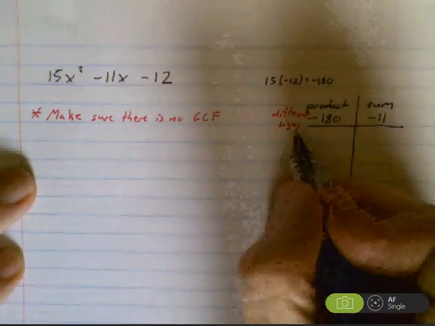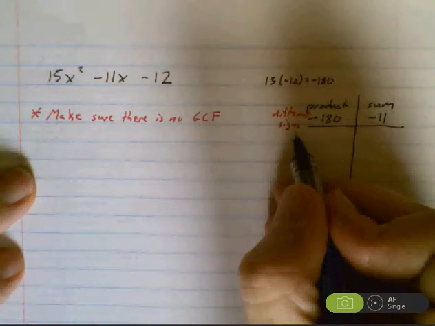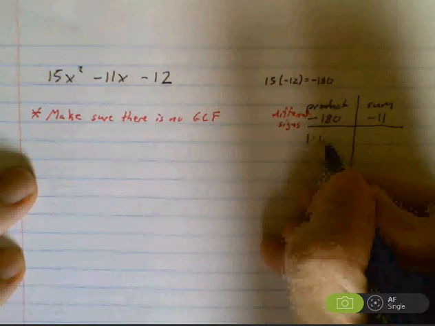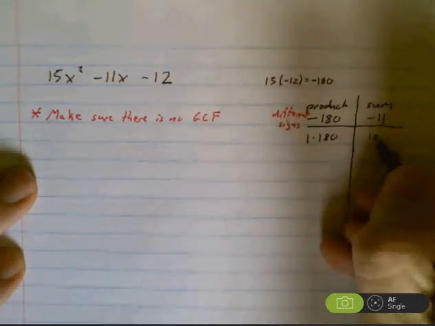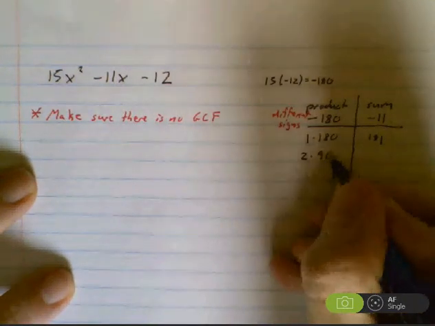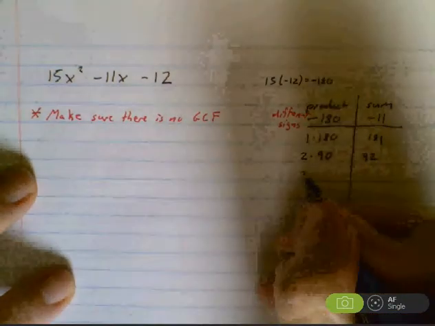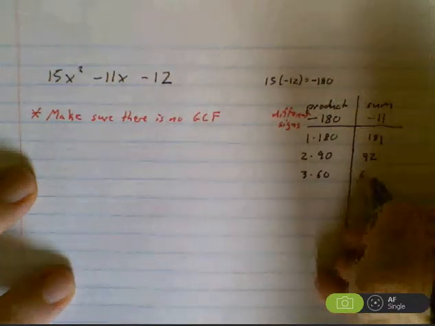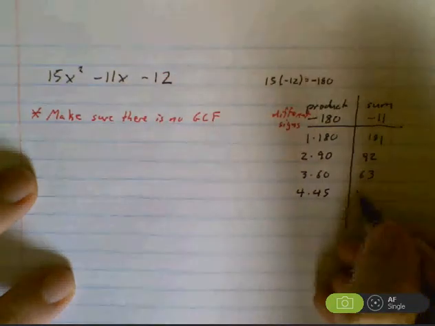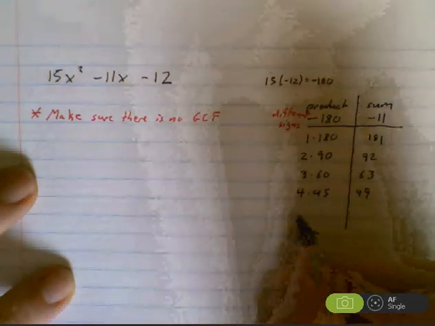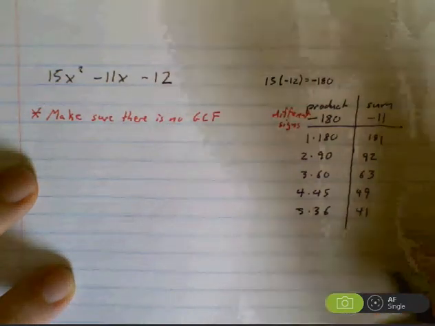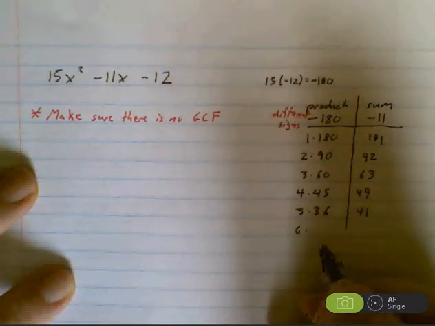2 times 90. Nope. 3 times 60. That's 63. Still far away. 4 times 45. That's 49. Still far away. 5 times 36. That's 41. Nope. 6 times 20, that's 26, getting warmer. 7 doesn't go into 180 evenly. 8 doesn't go into 180 evenly either. How about 9 times? 9 times 20?